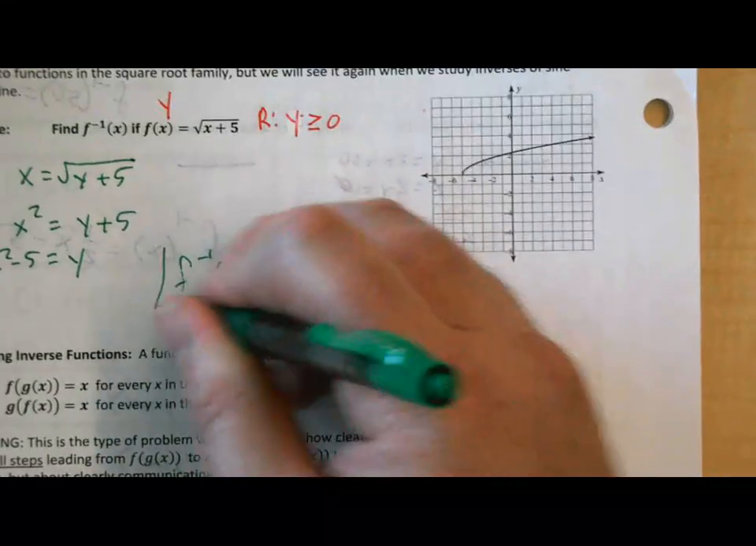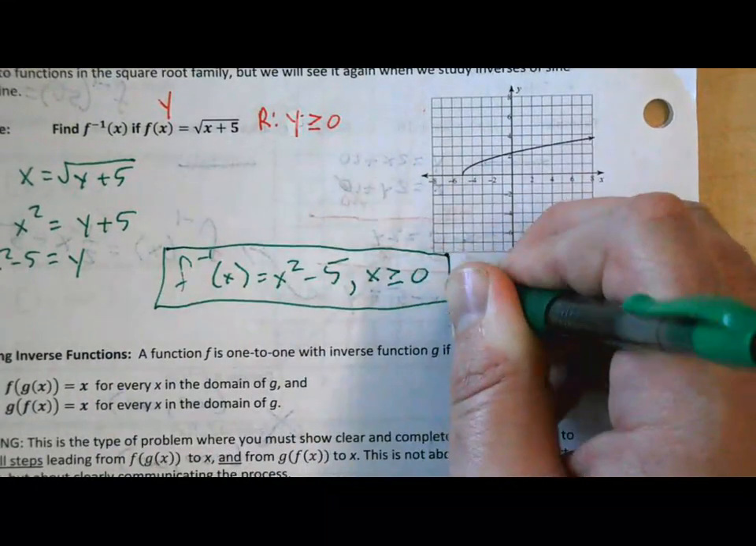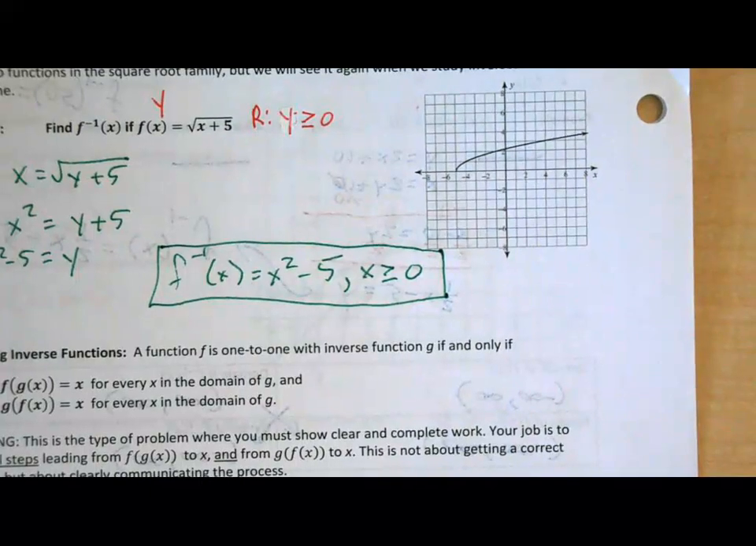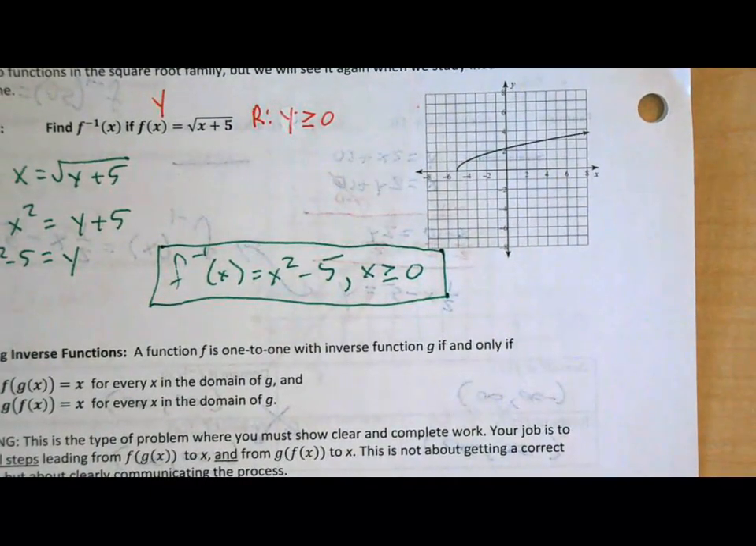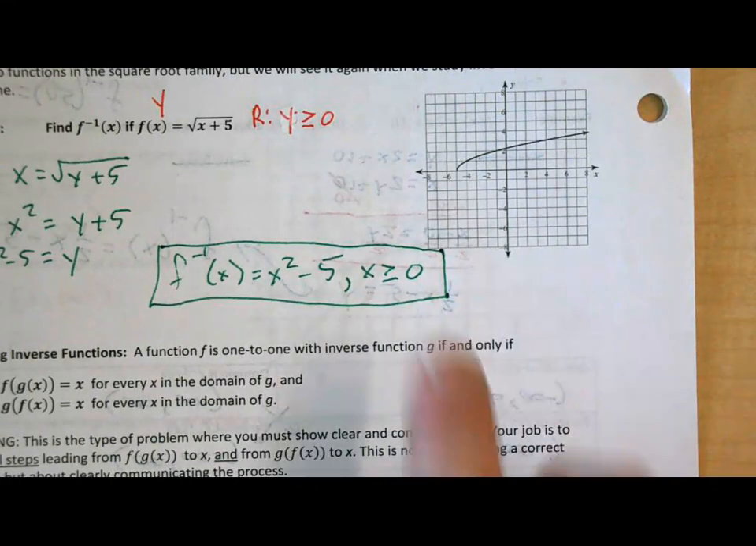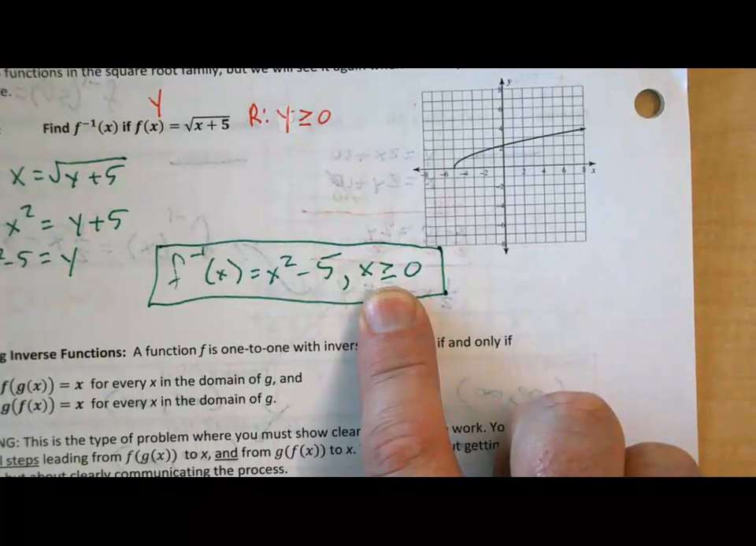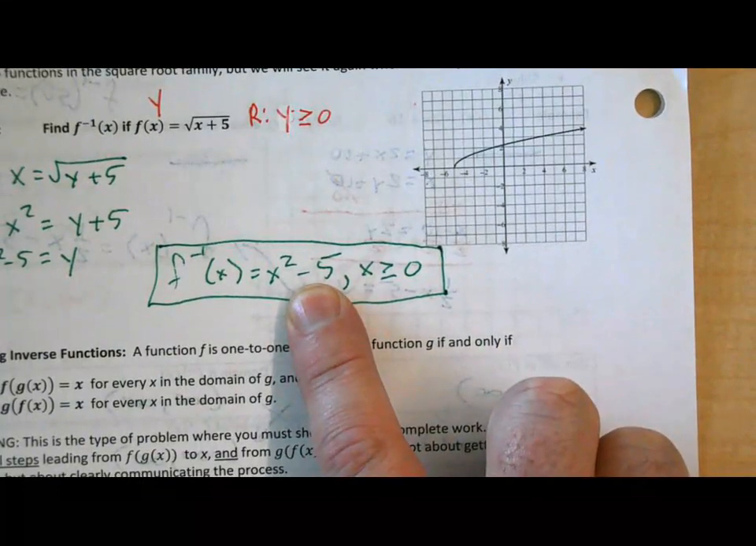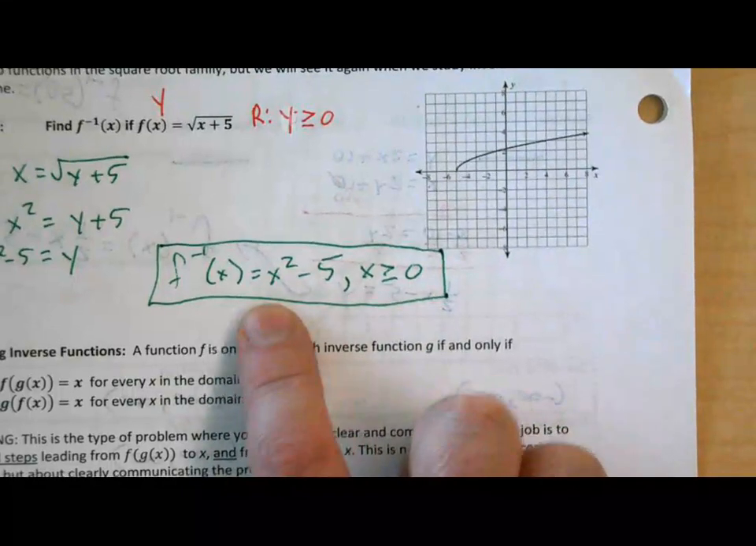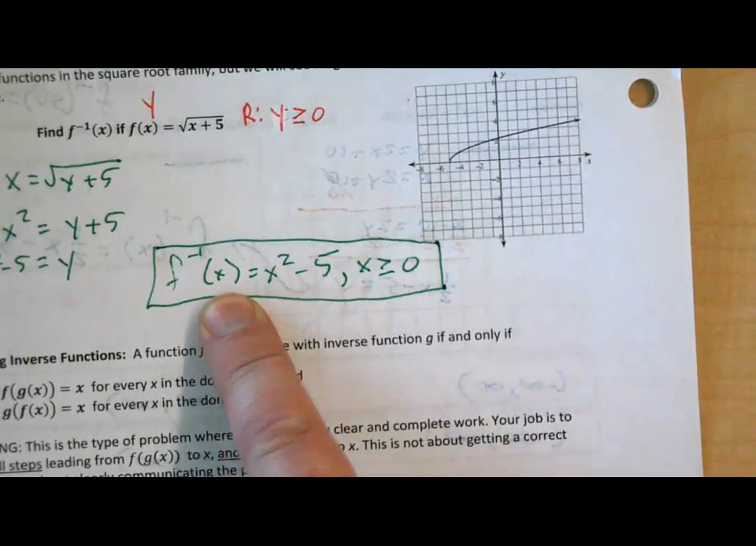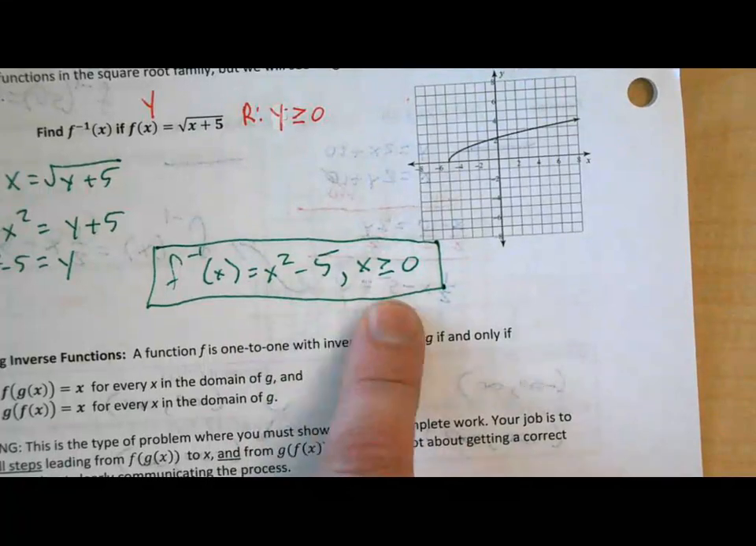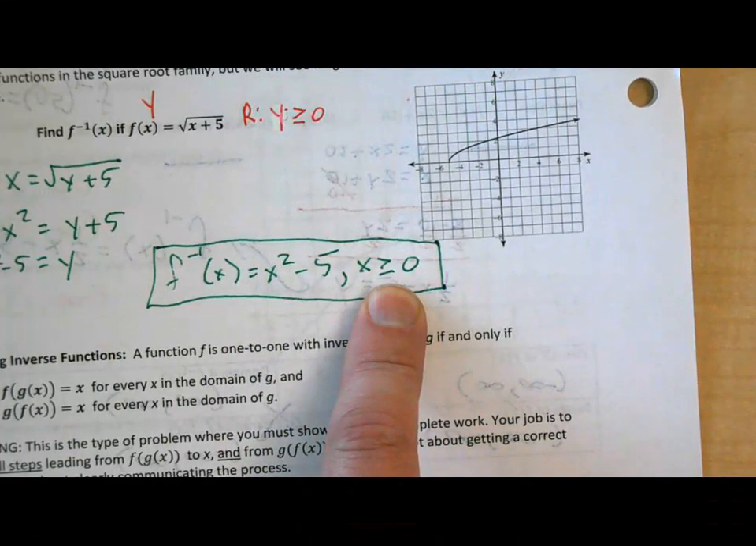This is our inverse function. It's x squared minus 5, but only if x is greater than or equal to 0. This little bit at the end says that's limiting what I'm allowed to stick into this. So if I came up to you and I said, could you please put negative 10 into this function for me? You'd say, no, you can't. Negative 10 doesn't work in this function.